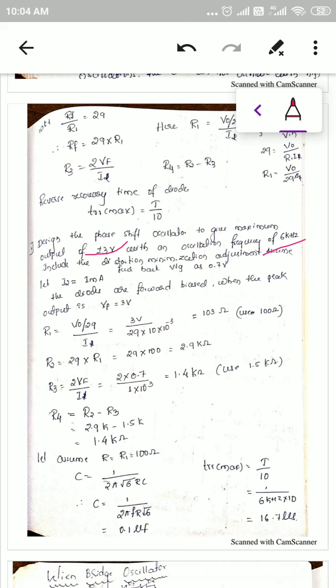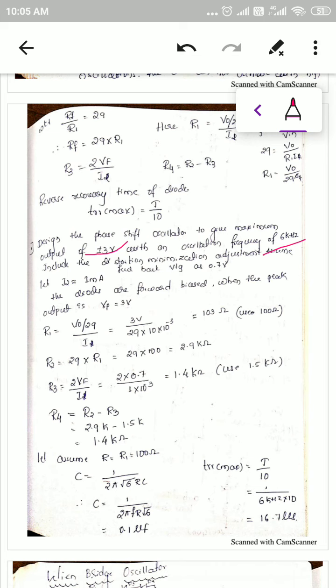Distortion, this is oscillator amplitude stabilization. It's also called distortion minimization adjustment. You may get questions with the circuit diagram: explain the oscillator amplitude stabilization network for the RC phase shift oscillator, and also with a neat sketch explain the operation of a distortion minimization adjustment in case of an RC phase shift oscillator. Both will be the same. Whether it is adjustment or distortion minimization adjustment, both terms mean the same here.